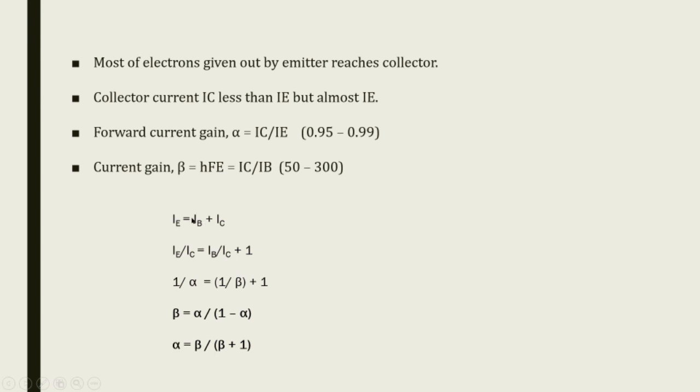We divide this equation by IC. I divided by IC equals IB divided by IC plus 1. We already know that IC divided by I equals alpha, so here 1 by alpha is equal to, similarly IC divided by IB is beta, so 1 by beta plus 1. Substituting in this equation, we get beta equal to alpha divided by 1 minus alpha. Similarly, alpha will be equal to beta divided by beta plus 1. So this is the relationship between alpha and beta. So that is enough for today's class. Okay.